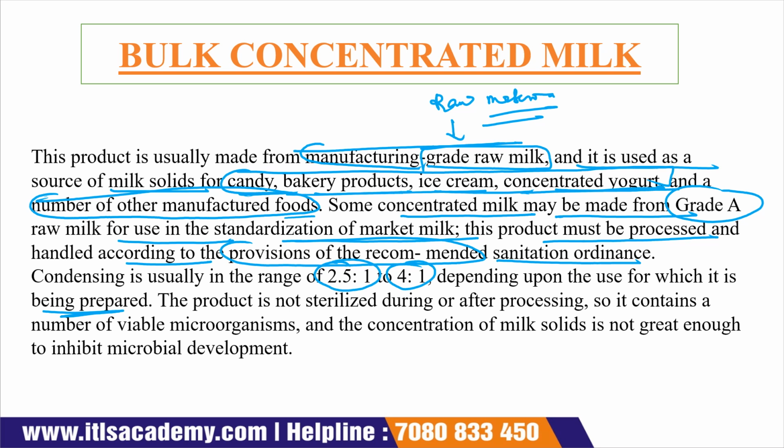That's why the ratio is around 2 to 1 or 4 to 1. Now, the product is not sterilized during or after the processing. When we prepare this bulk concentrated milk, it should not be sterilized during or after the processing. So it contains a viable number of microorganisms, and the concentration of milk solids is not great enough to inhibit the microbial development.